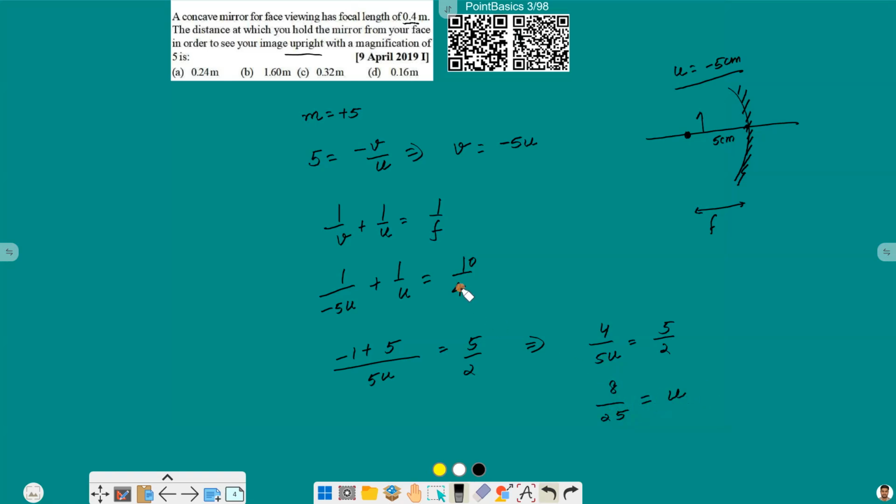Now this is in meters because the focal length was in meter. So we can calculate it in centimeter. It will be 8 by 25 into 100, so that will give us 32 centimeter, and in meter it will be 0.32. So that is option C. So option C is the right answer here. Let us move ahead.